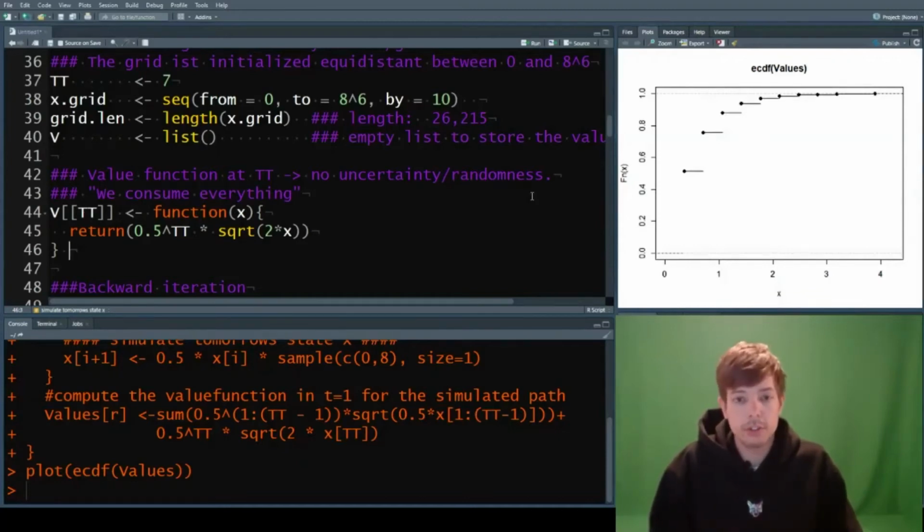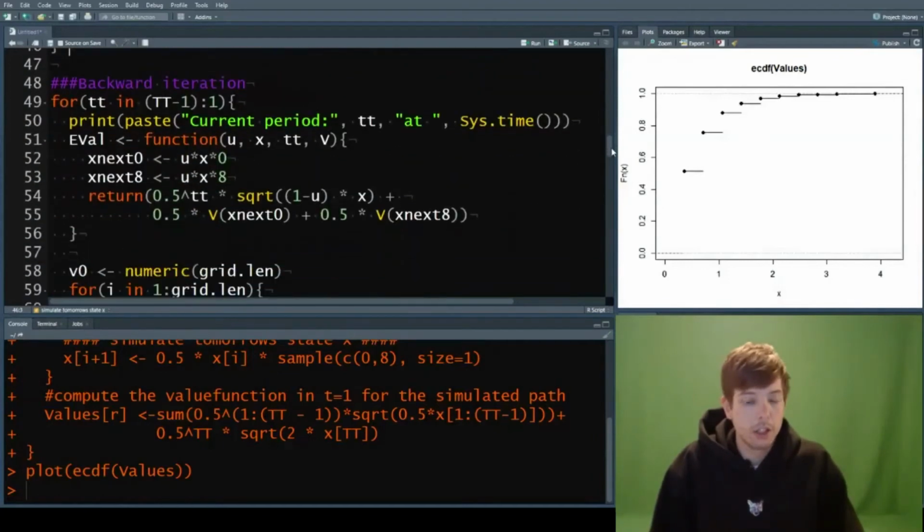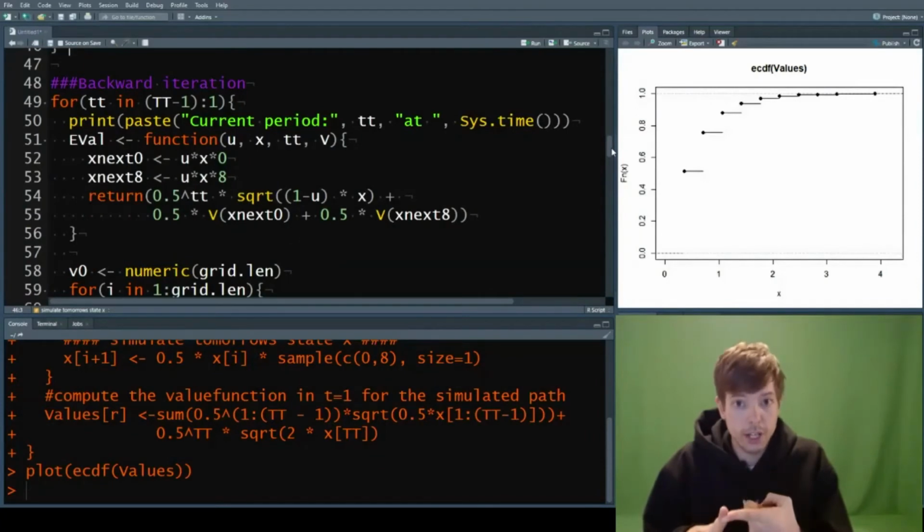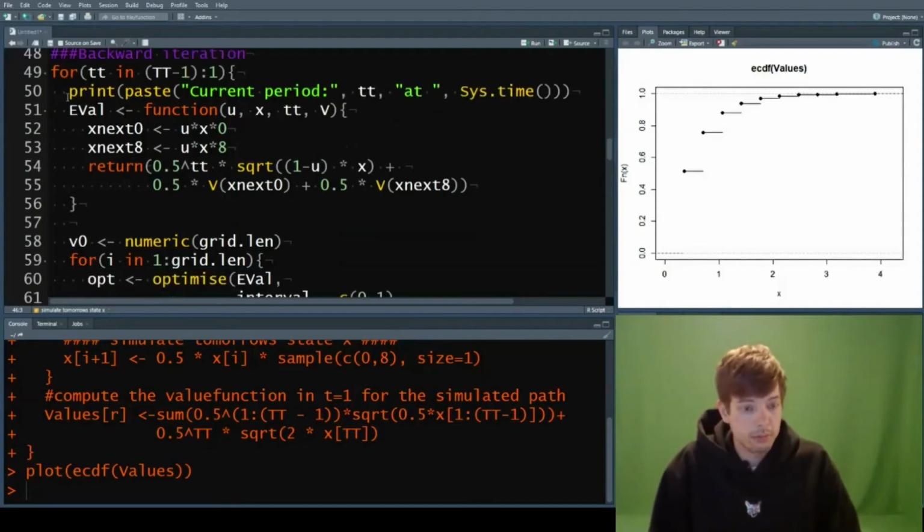Now what we need to do is to go back from period 6 to the first period, go over our grid of potential states that we are in, and for each of those potential states, compute the contemporaneous utility plus the expected value function of the remaining time. Optimize over this in order to get the value function of the current period. So ignore the print command here, it just shows you how long this takes.